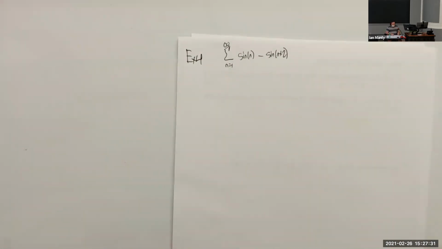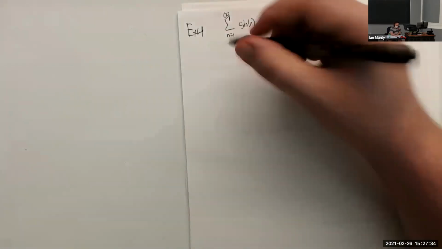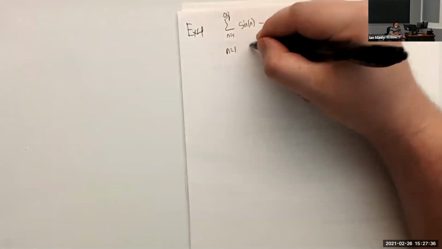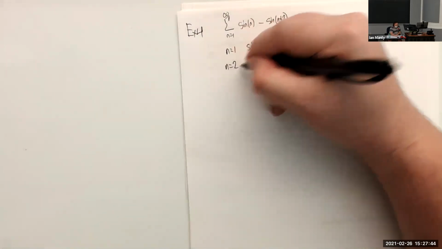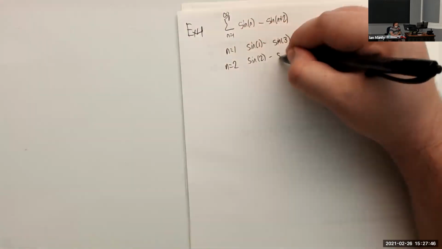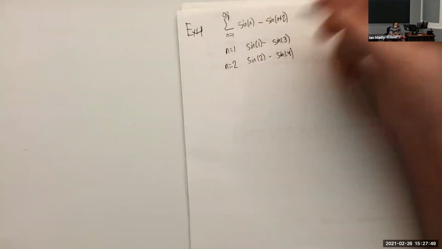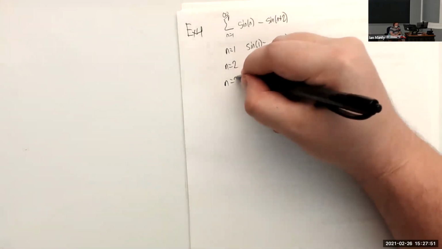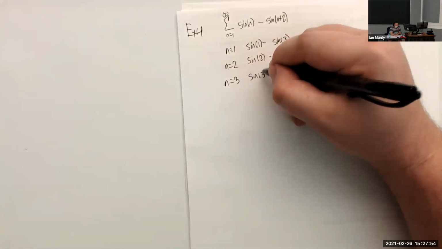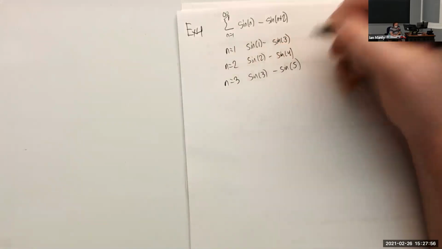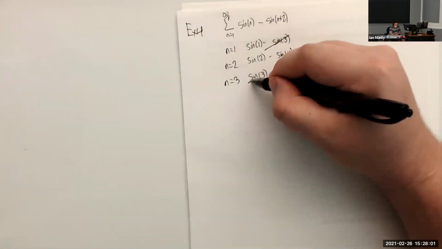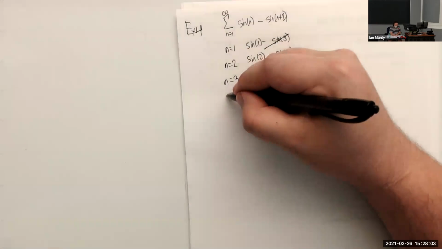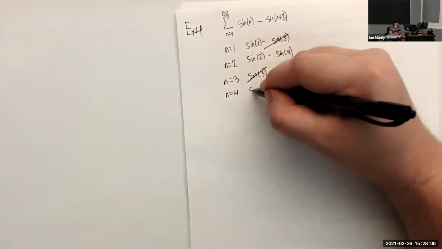All right, so let's write out the first few terms of this one and see what's going on. All right, so let's do 1. So we have sine of 1 minus sine of 3. Okay, that's not really telling us anything yet. Here we have sine of 2 minus sine of 4. Still no canceling there. Now we have sine of 3 minus sine of 5. And finally, we start to see some kind of canceling here. We have negative sine of 3 here and positive sine of 3 here. Then we have n equals 4.